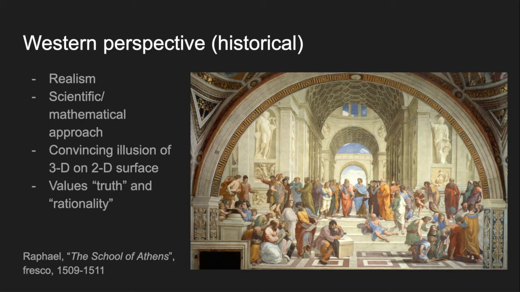Western perspective is what we're the most familiar with in our culture. Western perspective and Western art really value realism, a scientific and mathematical approach to depicting space, and also really value portraying a convincing illusion of three-dimensionality on a two-dimensional surface. It also values truth and rationality.